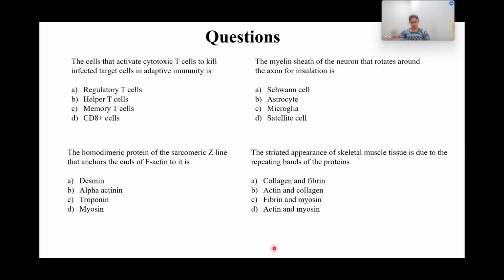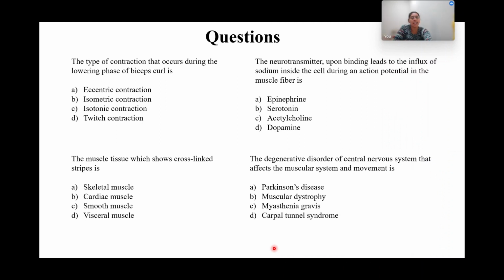The last set of questions are: the type of contraction that occurs during the lowering phase of the biceps. So again, try to remember when I was doing the action and we were reading those slides. The next is, the neurotransmitter upon binding leads to the influx of sodium inside the cell during an action potential in the muscle fiber. So which one was the neurotransmitter here?